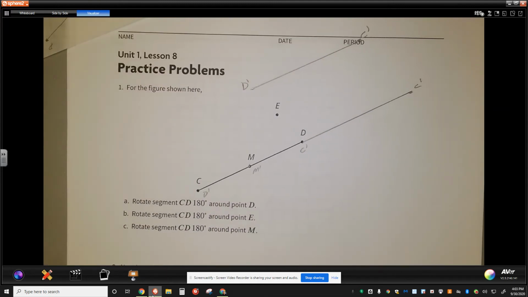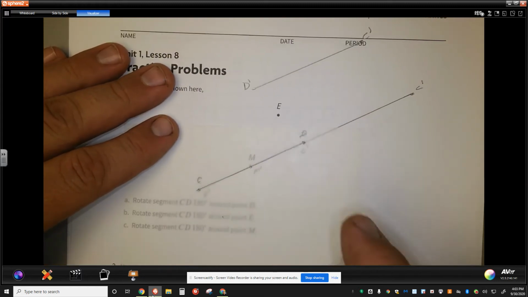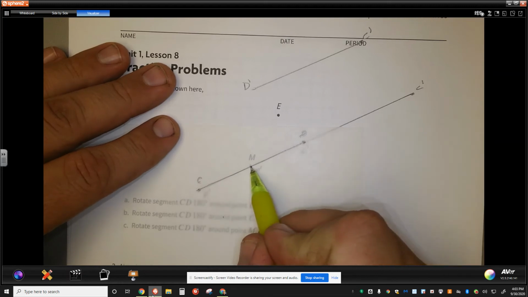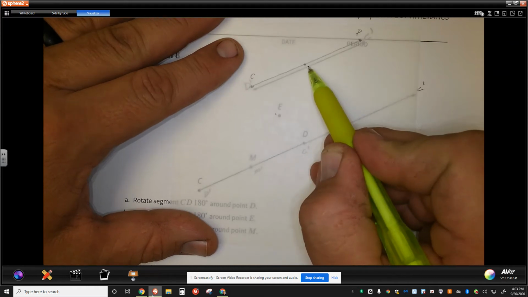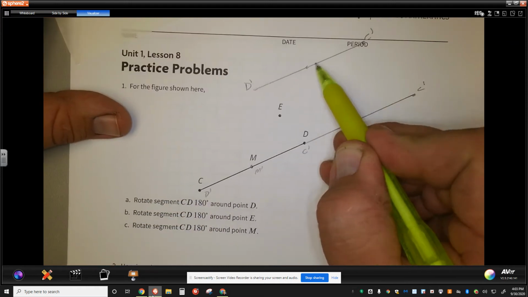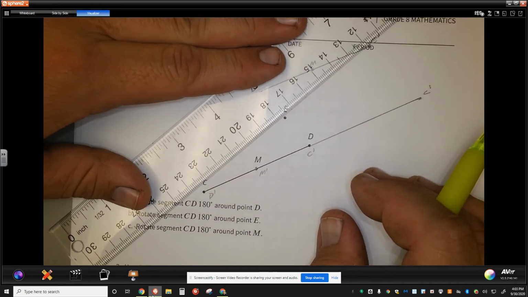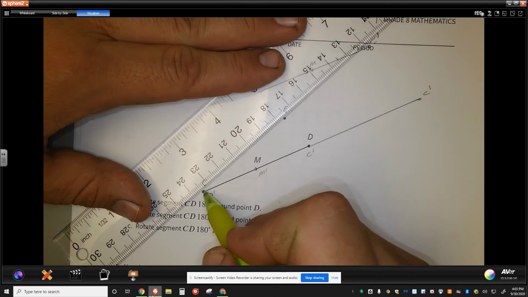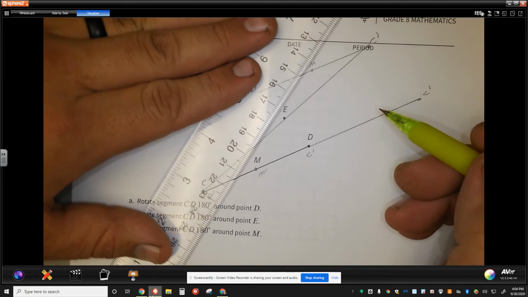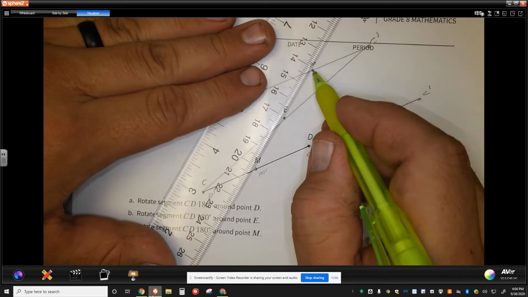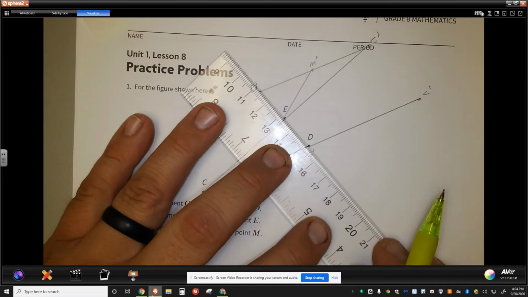But here's the final piece that I want to look at. How do I know for certain that this is 180 degrees and that point E is definitely the center of rotation? Well, I'm going to put point M in the middle of this, that midpoint right there. And then what I want to do is take my ruler and match up a line from each of the corresponding points. So C to C prime, we're going to draw a line. We're going to draw a line from M to M prime, and then from D to D prime.